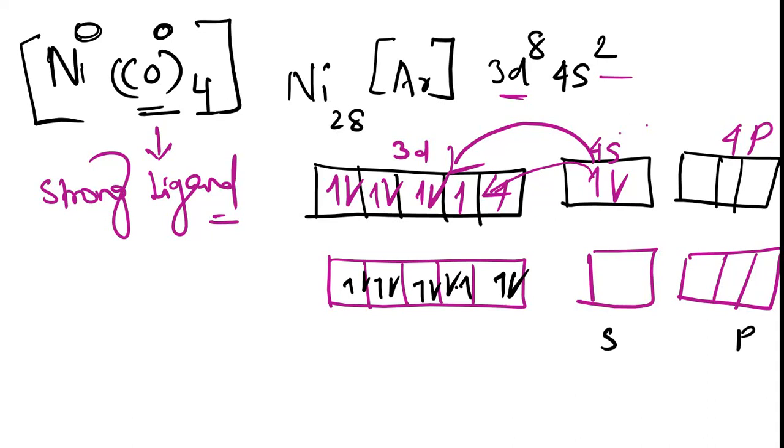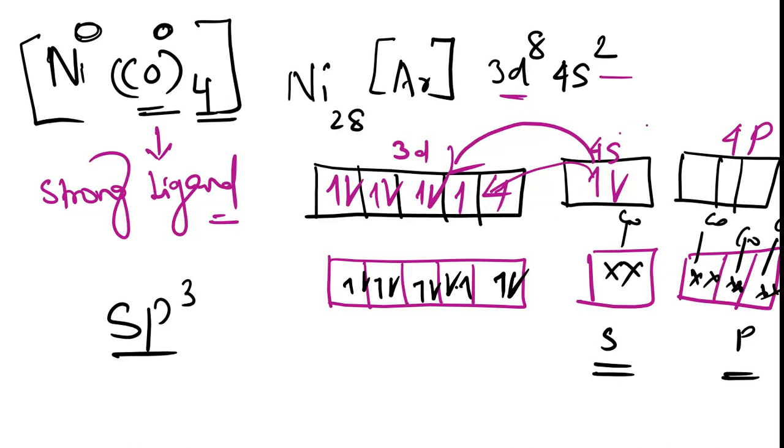S orbitals and p orbitals. So how many ligands are there? 4 ligands are there. So in the 4 places, what will it do? The CO will place its ligand in 1s, here and here and here. That is, the CO will place its ligand. So the hybridization will be 1s and 3p. This is sp3 hybridization. And now let us go for magnetic moment.